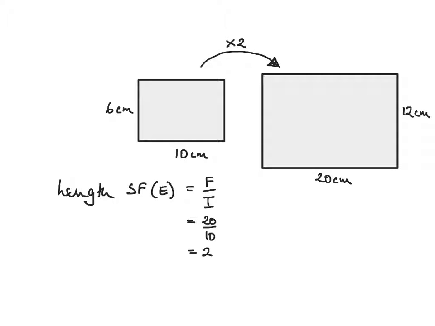Now, what I'm going to do next is to work out the area of both shapes. Well, the area of a rectangle is length times breadth, so the area of this shape, 6 times 10 is 60 centimetres squared. Area 2, this one's a bit trickier, 12 times 20, 12 times 2 is 24, and add on a 0, that gives us 240 centimetres squared. Now there's a reason for me doing this, because we're moving on from length scale factor to area scale factor.